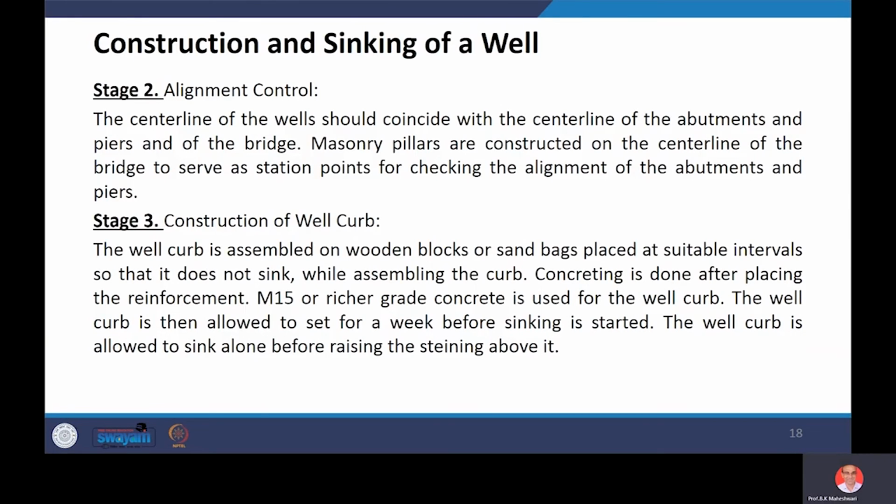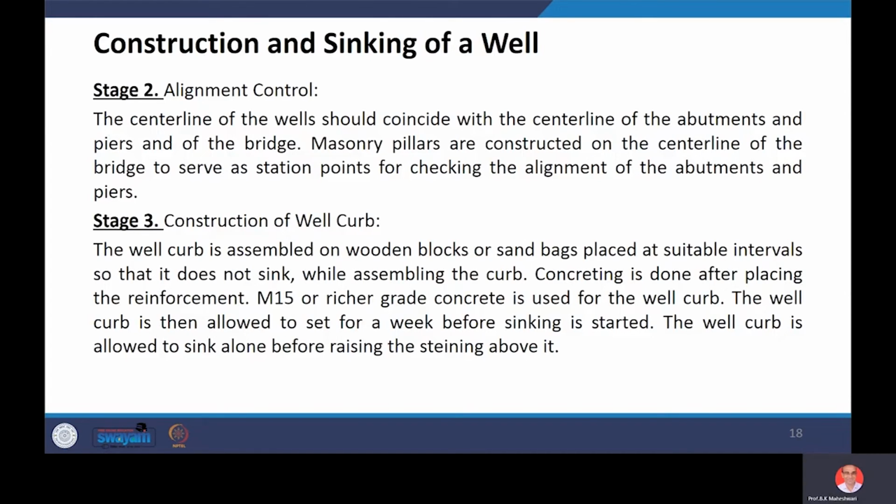The second stage, which is alignment control: the center line of the valve should coincide with the center line of the abutments and piers and of the bridge. Masonry pillars are constructed on the center line of the bridge to serve as station points for checking the alignment of the abutments and piers.